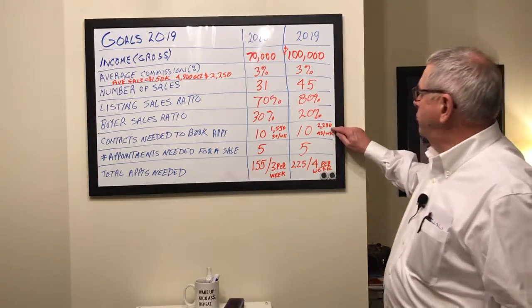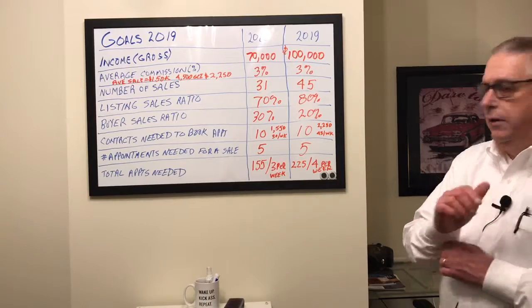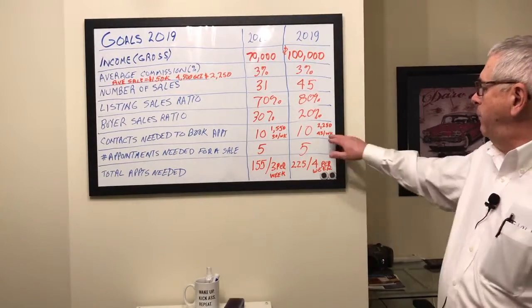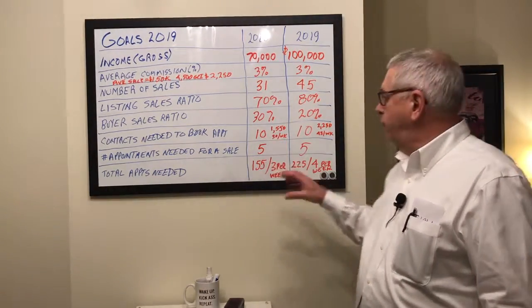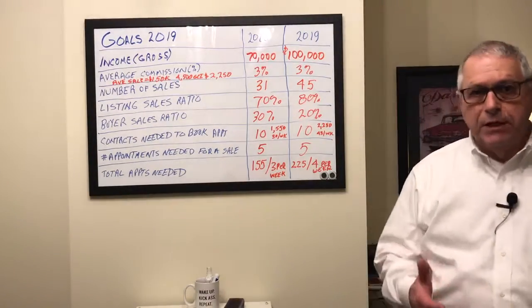And that means we need 2,250 contacts to book the appointments that we need, the 225 appointments. And that means we need 43 contacts a week. All right, so those are our numbers now looking into the coming year.